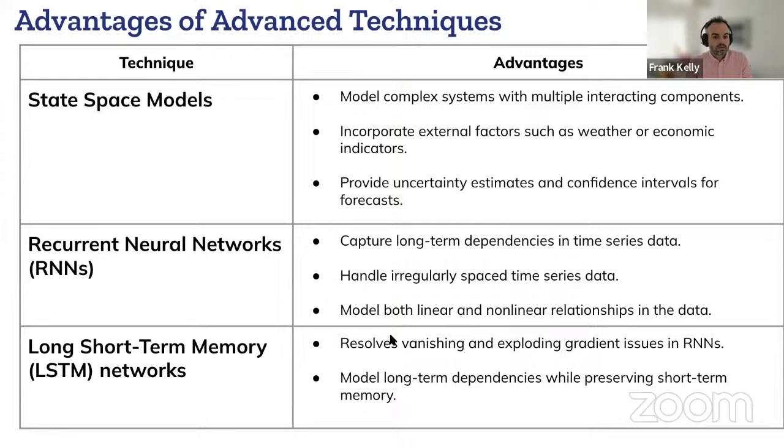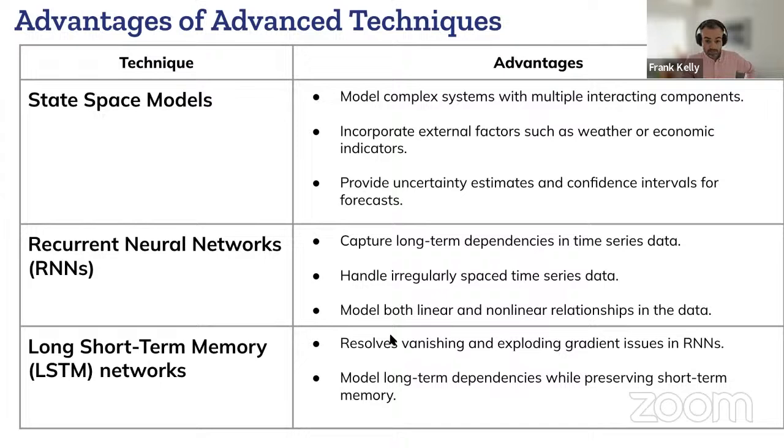So just an overview of the techniques there. State space models, it's all about multiple inputs that are very noisy. It's very good if you've got a system where you want to incorporate many external factors, because you've got uncertainty estimates, confidence intervals, and you've got a very reliable model underneath for real world systems. Recurrent neural networks, one of the first proper attempts to use a neural network to capture long-term dependencies, looking at sequences.